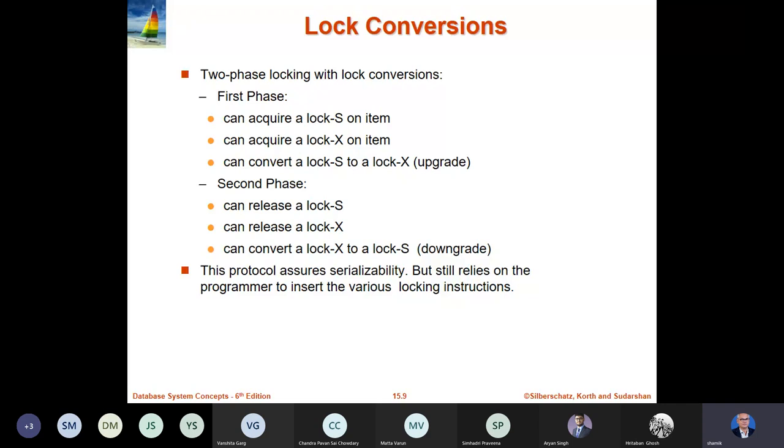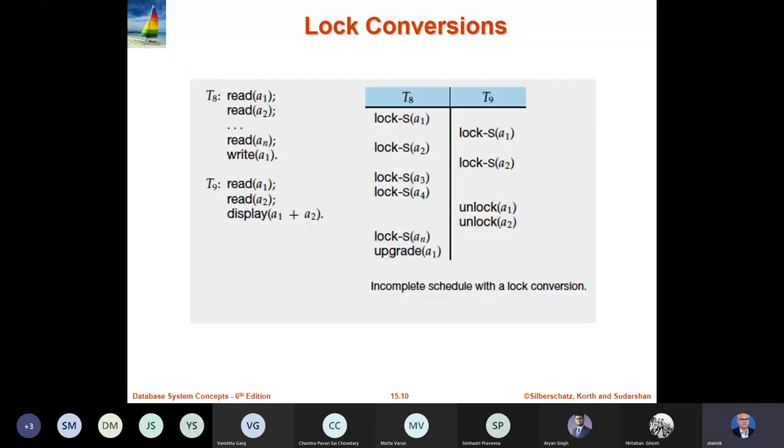But once again, in the first place you are doing the conversion upward, but once you start releasing locks, it will be part of your second phase. Or if you try to convert it back to a lower level, then it is part of your shrinking phase. So this is lock conversion.